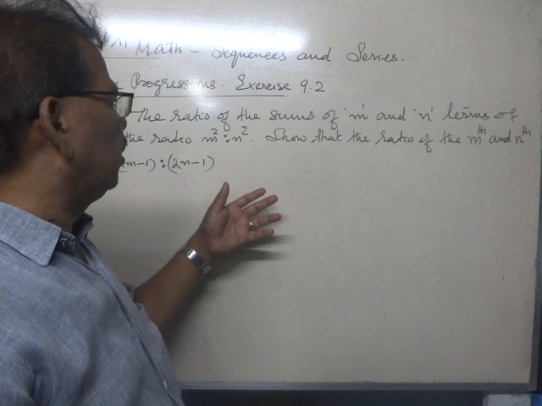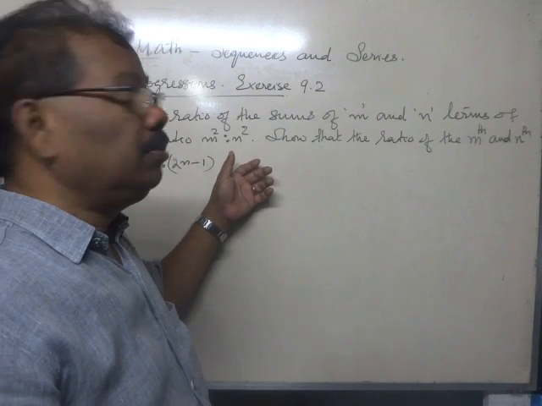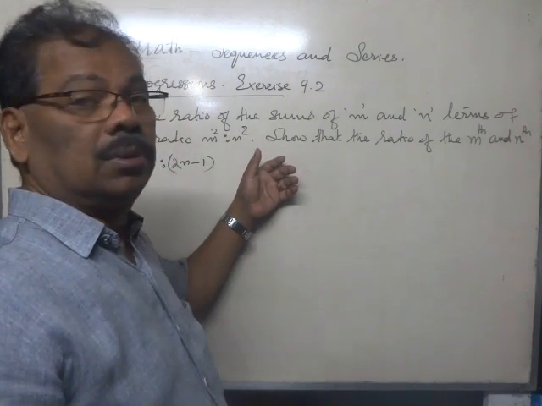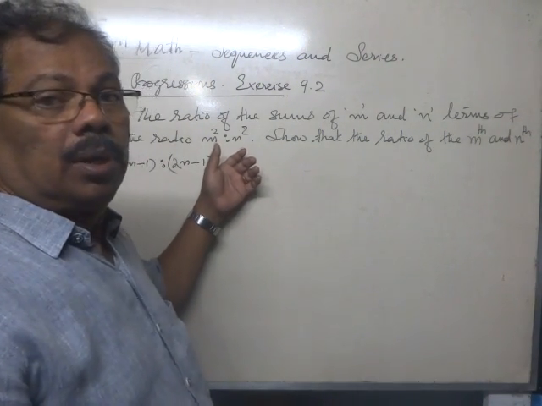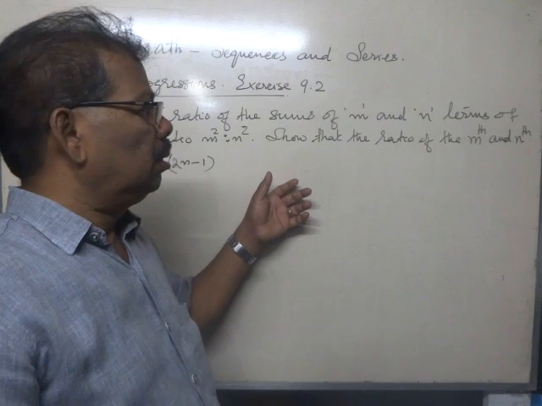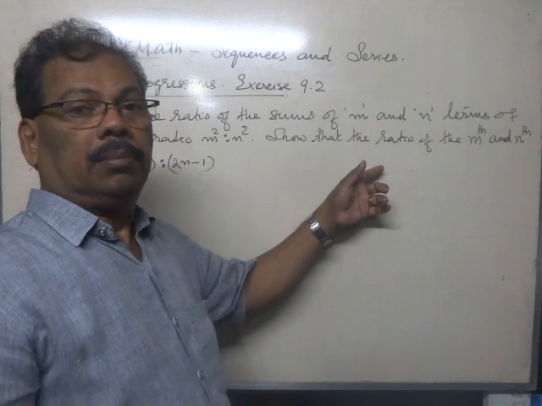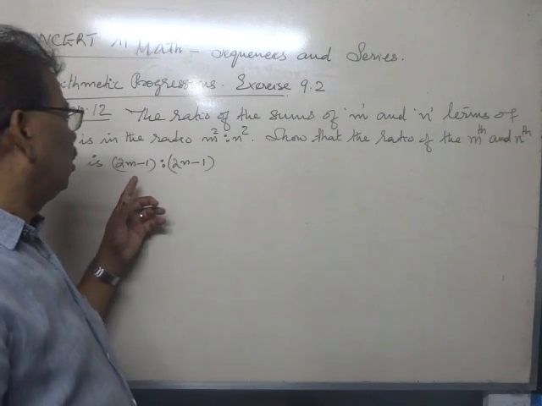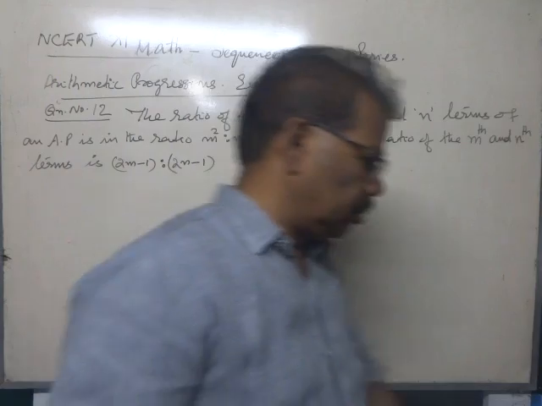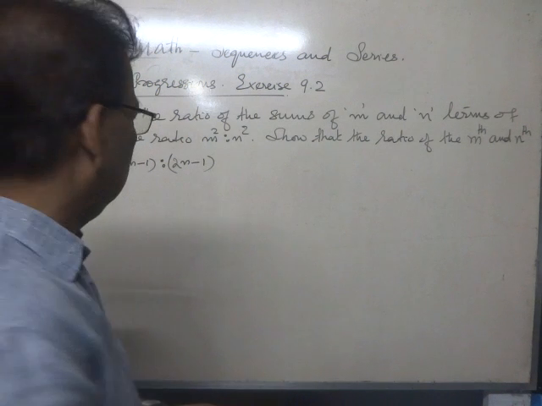In the question, it is given the ratio of the sum of the first m terms to the sum of the first n terms is m square is to n square, and we are asked to show that the ratio of the mth term and nth term is 2m minus 1 is to 2n minus 1. Let us solve it.